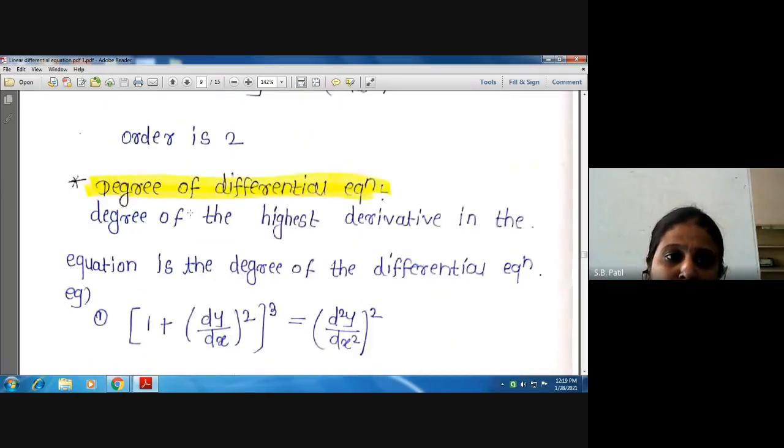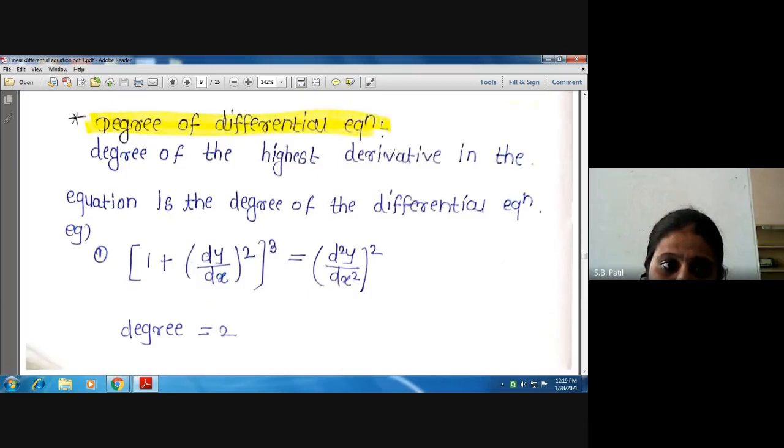Then we have to see the degree of the differential equation. That means the degree of the highest derivative. The degree of the highest derivative in the equation is the degree of the differential equation. That means the power of the highest derivative in the equation is the degree of the differential equation. The power of the highest derivative is nothing but the degree of the differential equation.